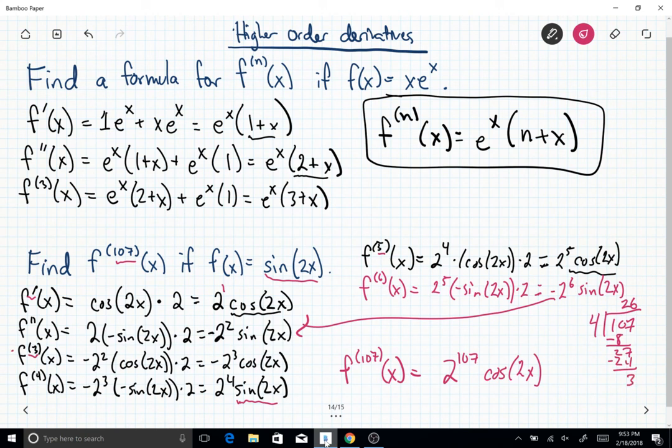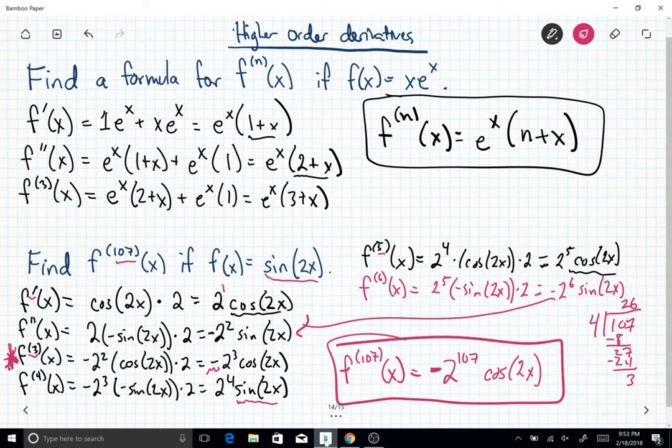So what that tells us is our behavior is somewhat similar to this. The only difference is going to be the 2 cubed. So notice in that case we do have a negative, so our final answer for what that 107th derivative is, these kind of cycle on through, but you get negative 2 to the 107th power and then cosine of 2x, and that's your final answer.